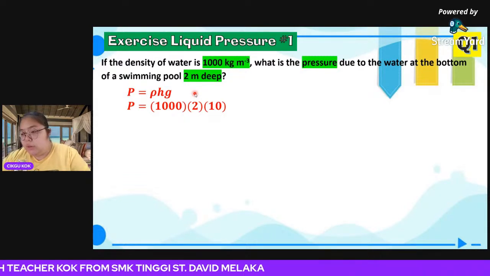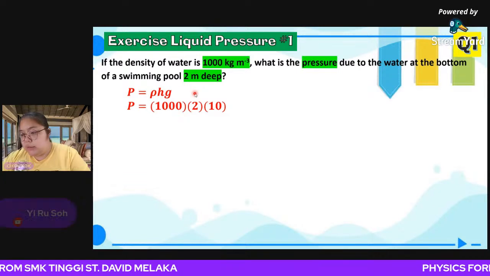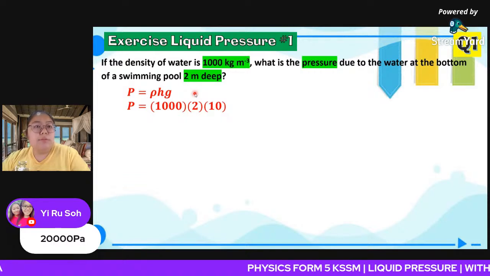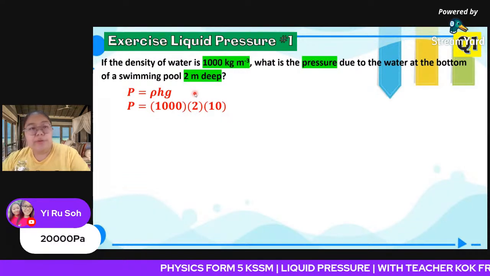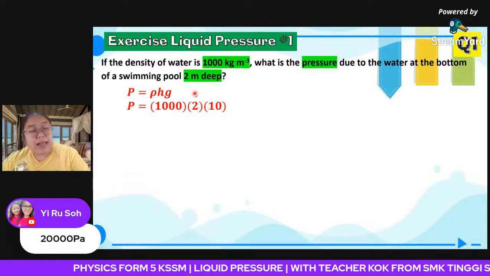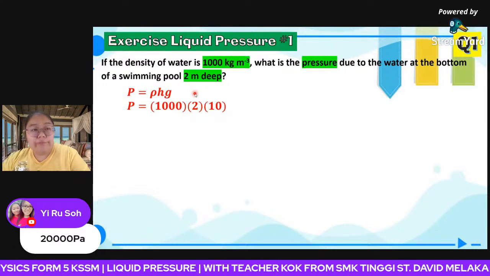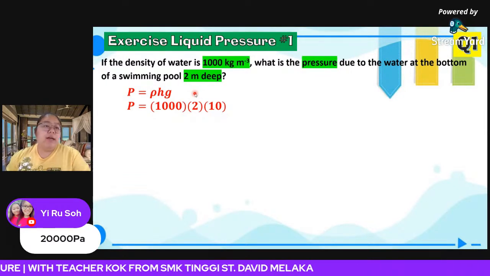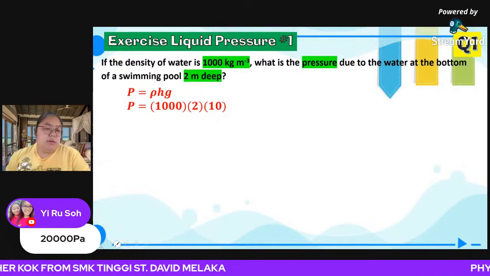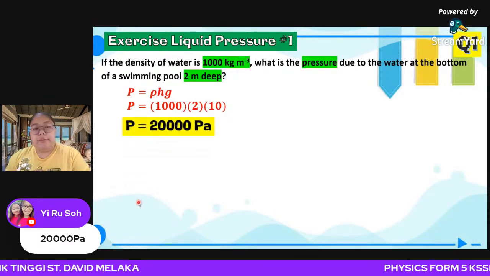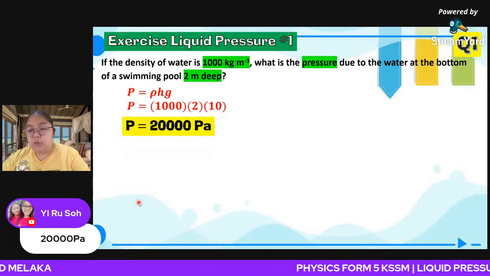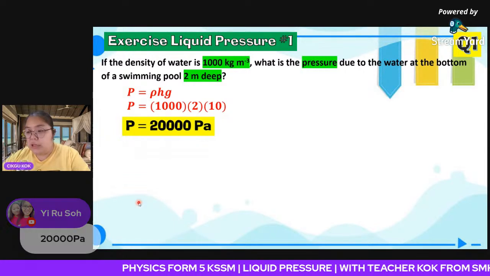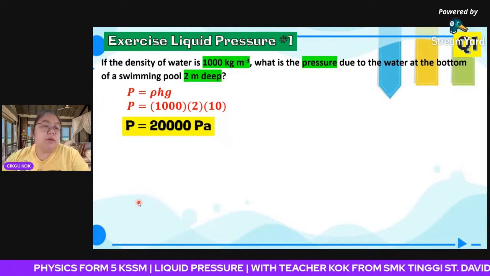Okay, Euro gives me 20,000 Pascal. If you're still using the SI unit, then you need to convert. So this one is in Pascal. So from here, we're going to check the answer. Is it correct or not? Okay, yeah, correct. 20 kilo Pascal. You also can write 20 kilopascal, depends on yours. Both answers can.